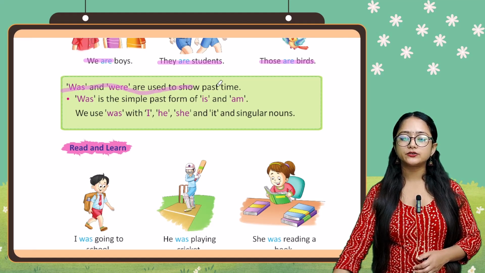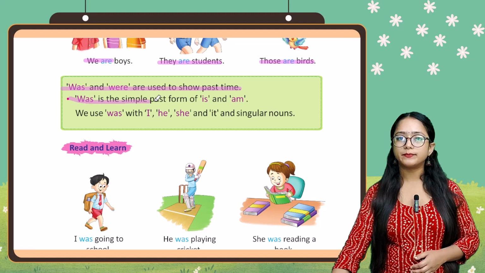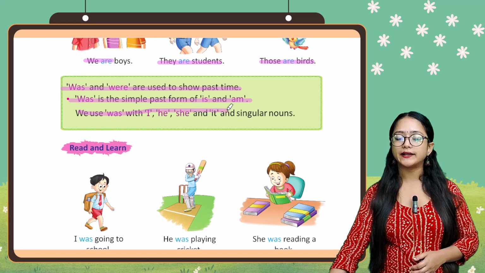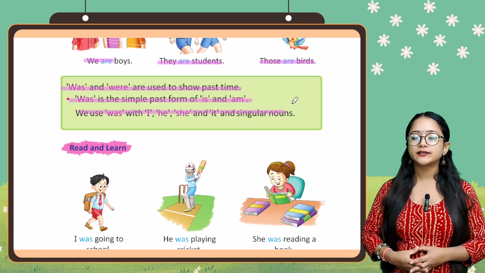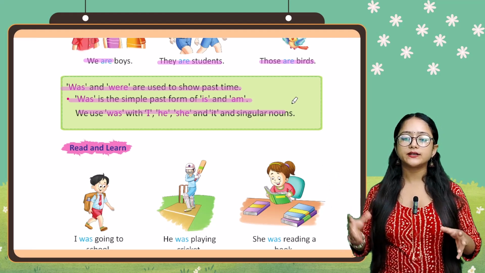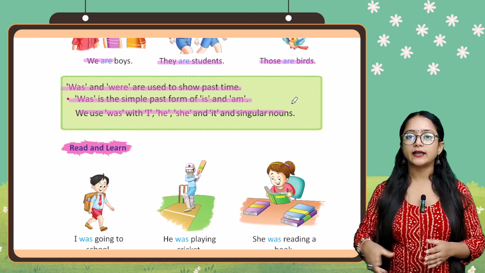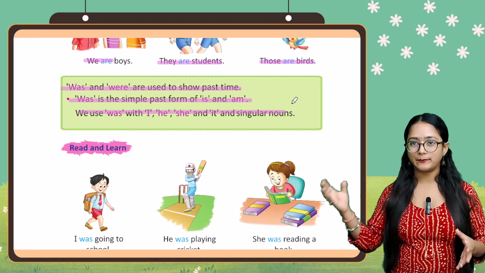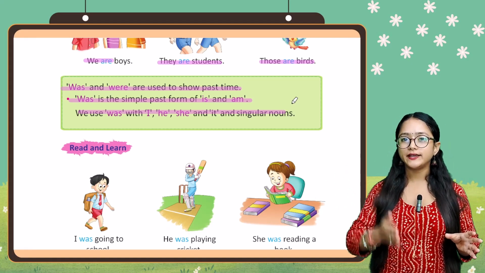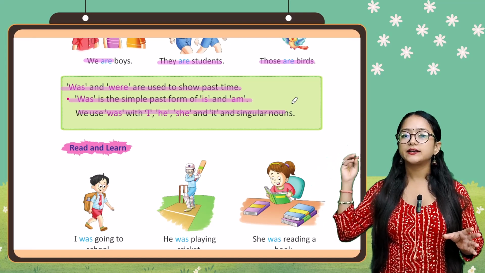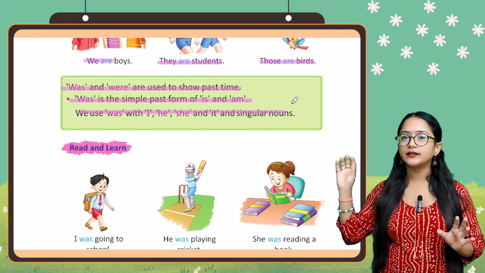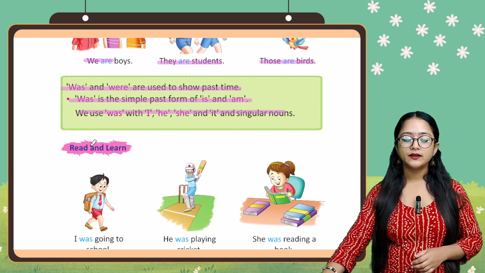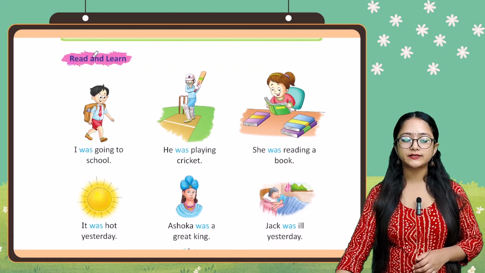Now let's talk about was and were. Was and were are used to show the past times. Was is the simple past form of is and am. We use was with I, he, she, it, and singular nouns. So basically it is telling you about was and were. Was and were are used to show the past time, the time which already occurred, already happened. Was is the simple past form of is and am. We use was with he, she, I, it, and also the singular noun. Now let's read and learn some examples.